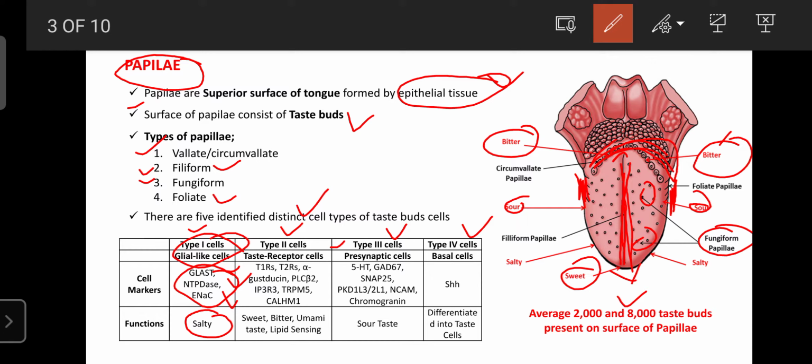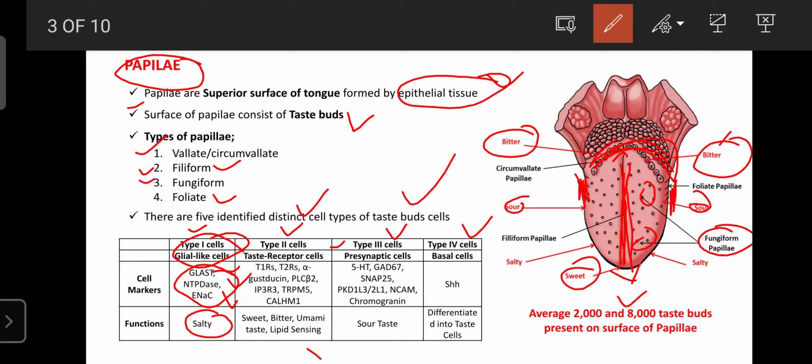Due to the presence of these cell markers in the type 2 cells, this cell is involved in the detection of sweet, bitter, umami taste, as well as lipid sensing taste. So these are the roles of the type 2 cells that are present in the taste buds.